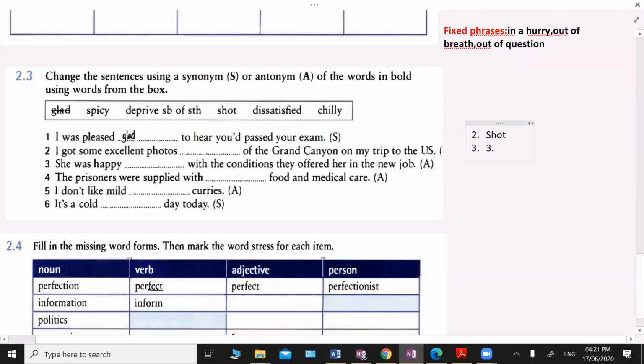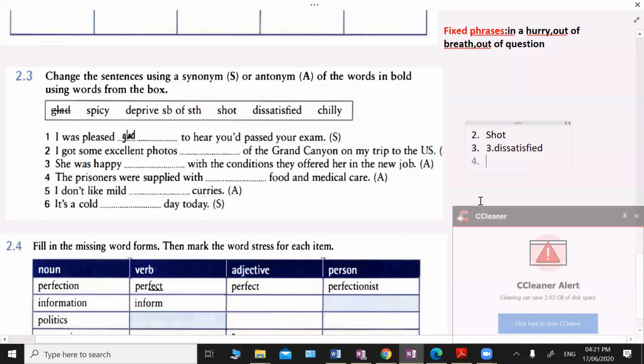Okay, we move on to number 3. She was happy with the conditions they offered her in the new job. Dissatisfied. She was dissatisfied with the conditions. Dissatisfied means not happy. Happy, dissatisfied, unhappy. Okay, she was dissatisfied.